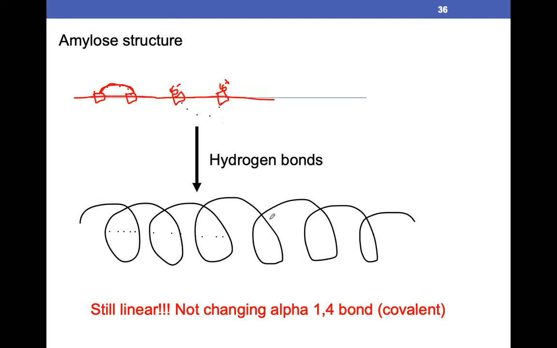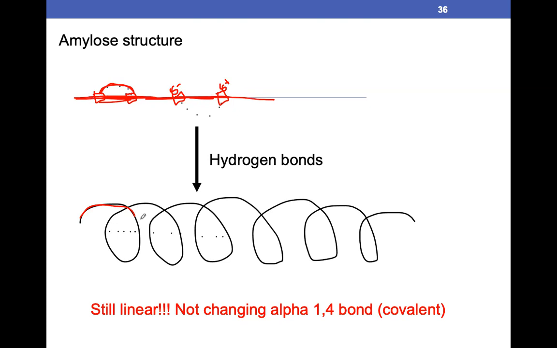The reason I kept emphasizing that alpha 1 to 4 is linear is that even if you see this helix, I don't want you to think, oh my gosh, it's helical, that means it can't be linear. It still is considered linear because the covalent bonds that connect all of these monosaccharides together are alpha 1 to 4, and alpha 1 to 4 is linear. Just because I have these weaker bonds called hydrogen bonds that are twisting or coiling the linear structure doesn't mean my structure isn't linear anymore.